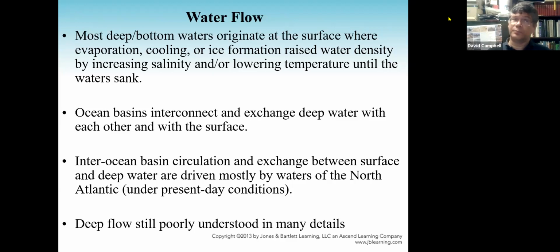For example, maybe 6 or 10 years back, I saw a news item where a relatively fast deep ocean current had been discovered off the coast of Australia. That's quite unusual, but there it was.